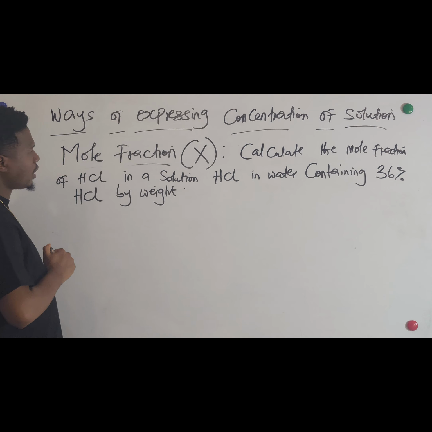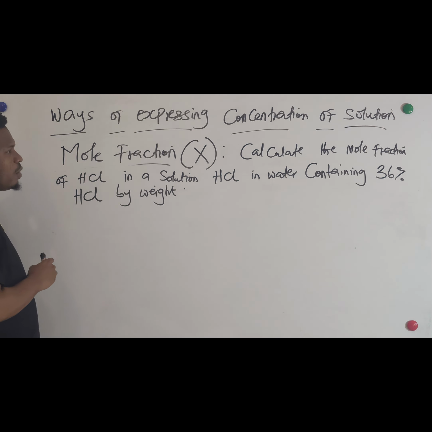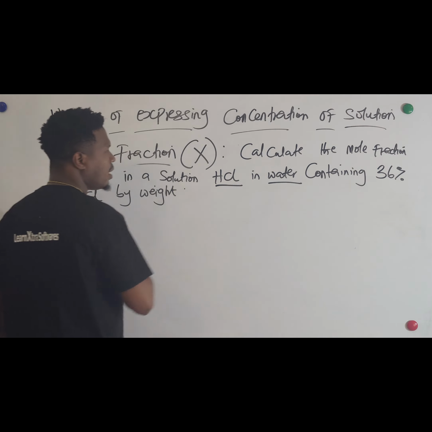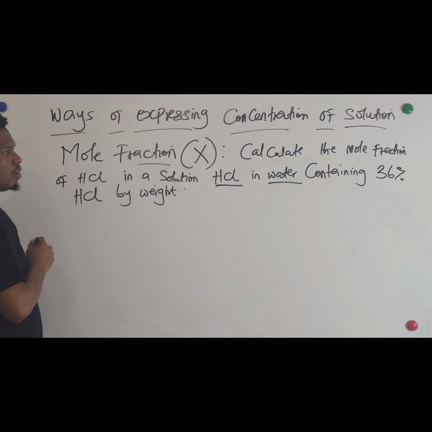So take a look at the question on the board. We are still on mole fraction. Calculate the mole fraction of HCl in a solution of HCl in water containing 36% HCl by weight. Understand this question first. The question is saying you should calculate the mole fraction of the HCl in water. So HCl is the solute, and water is the solvent. So 36% of HCl by weight means that in the solution 36% is taken to be HCl.